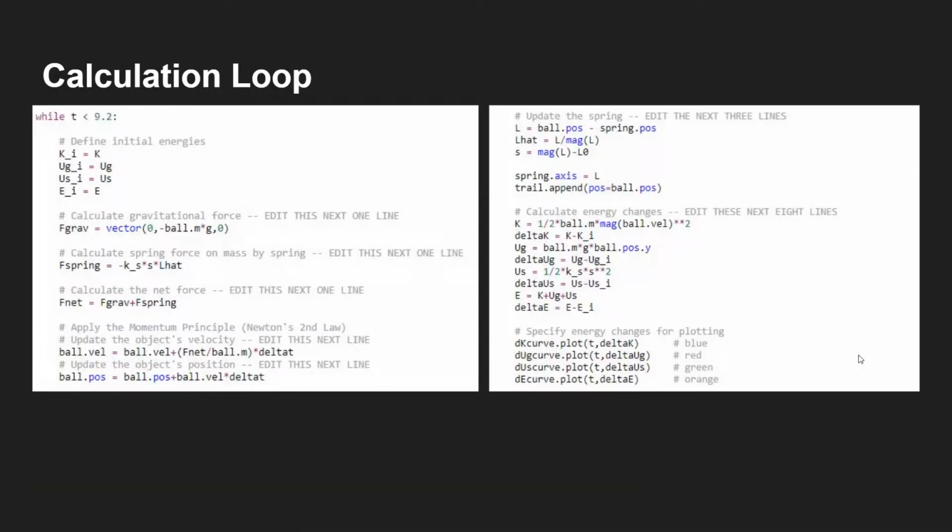This is the calculation loop that updates everything. So we take our initial energies and then we calculate the different forces and add them to get net force, which is then used to update the velocity and position accordingly. And then we need to actually update the spring in the computer model and then calculate the energy changes by calculating the new energies based off of the velocity and position, and then subtracting the initial energies from this to get the change in energy.